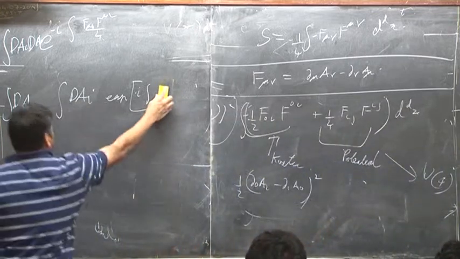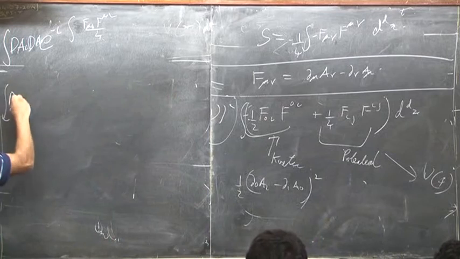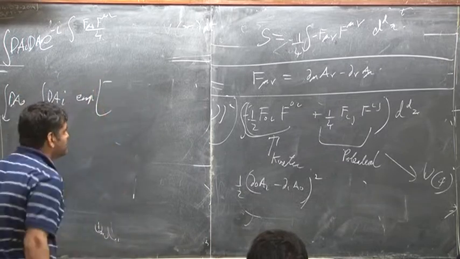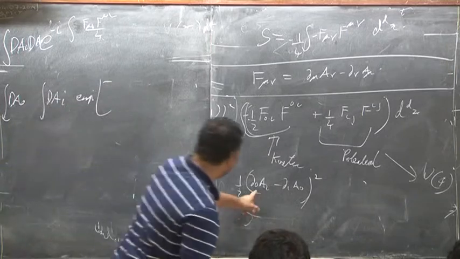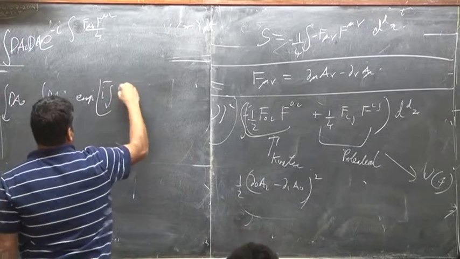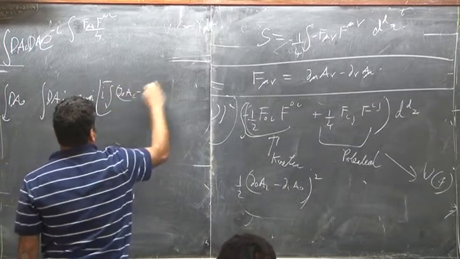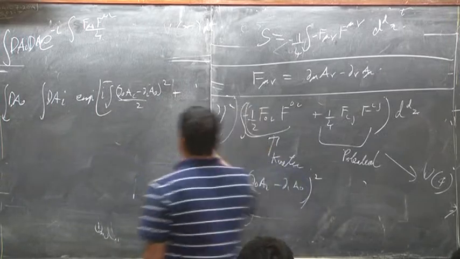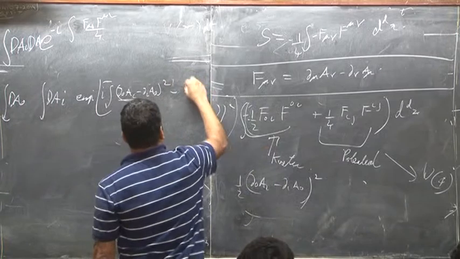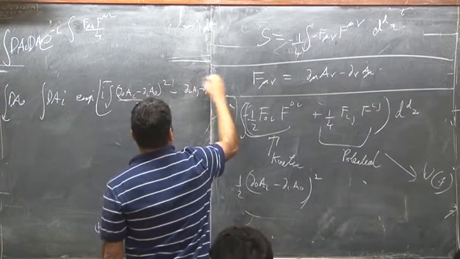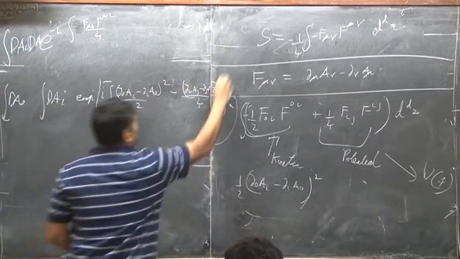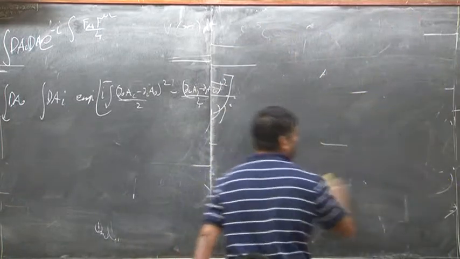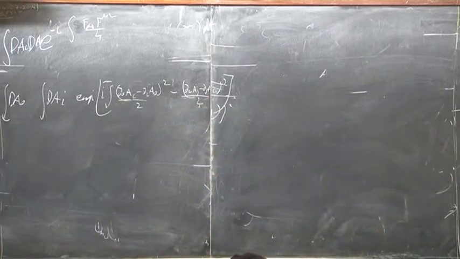But okay. So, i times exponential of what is it? First it becomes the kinetic term, so integral of (∂_0 A_i − ∂_i A_0) squared over 2, minus (∂_i A_j − ∂_j A_i) squared. And you understand that this is a sum over i and this is a sum over i. This is our action.